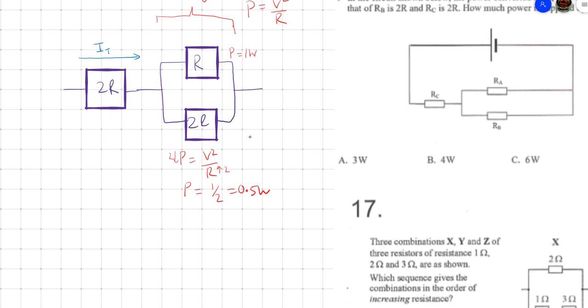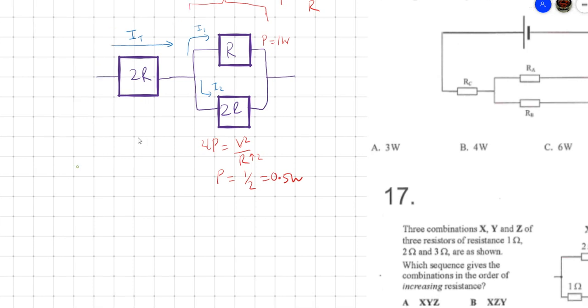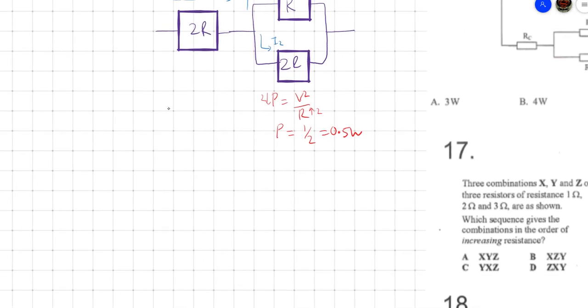So some of it will go here. Let me call this I1, and some of it will go here, and we call it I2. You learn this in electricity: the current is going to be split in this particular case, by one of the Kirchhoff laws. Now, let's write this down. The total current is equal to current 1 plus current 2.